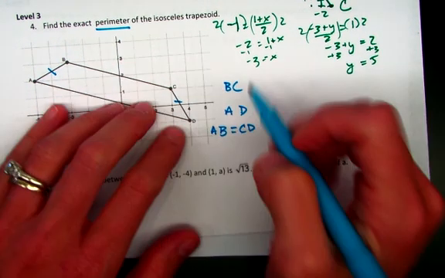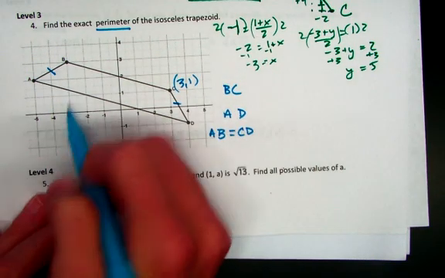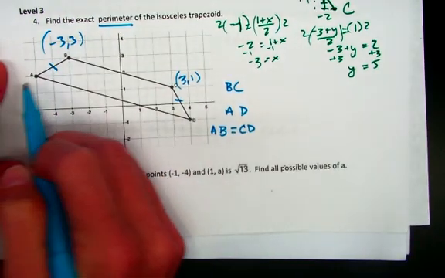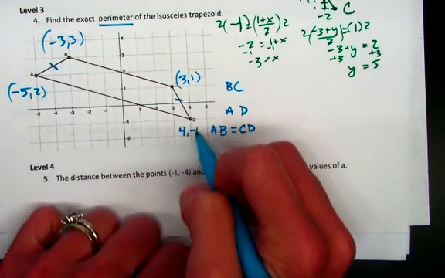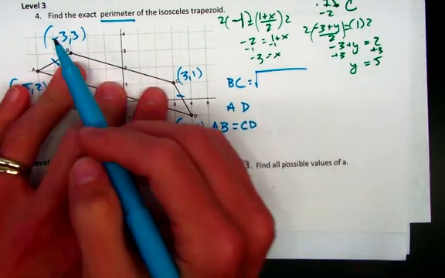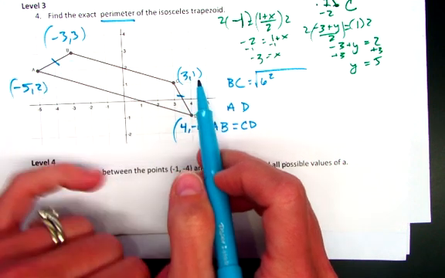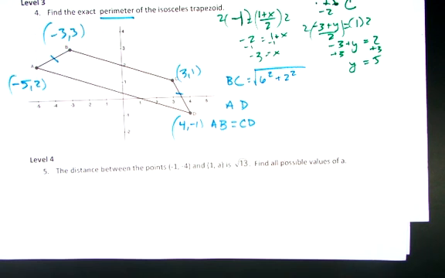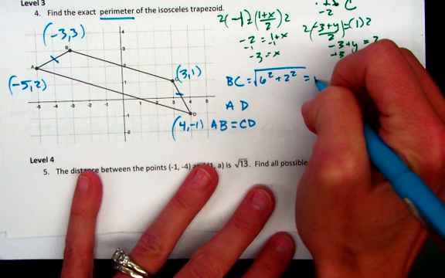Okay, so let's go ahead and find BC first. Let's go ahead and label these points. We have 3, 1. Over here we have negative 3, 3. A is negative 5, 2. And D is 4, negative 1. So if I'm finding BC, that's going to be the square root of the distance between the x's. Negative 3 to 3 are 6 units. The distance between the y's from 3 to 1 is only 2 units. So 6 squared plus 2 squared is going to be root 40.